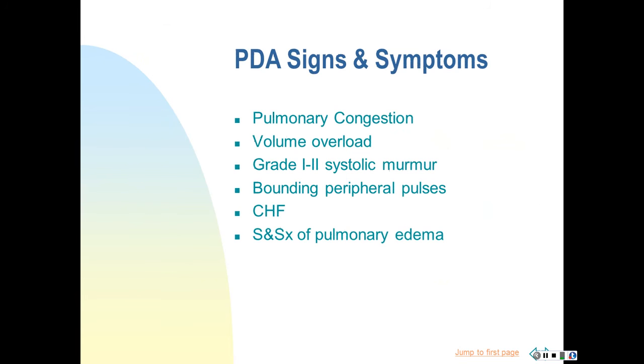So what do we see? Mostly we see pulmonary congestion that you would see with congestive heart failure. You're going to get a little bit of a murmur because of that extra opening. Because you've got extra blood flow going to the lungs, you may find that you have very strong pulses. And as I said, congestive heart failure is the big one.